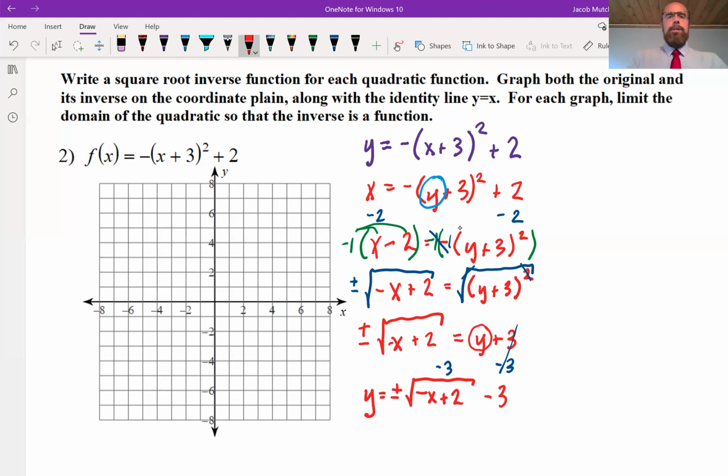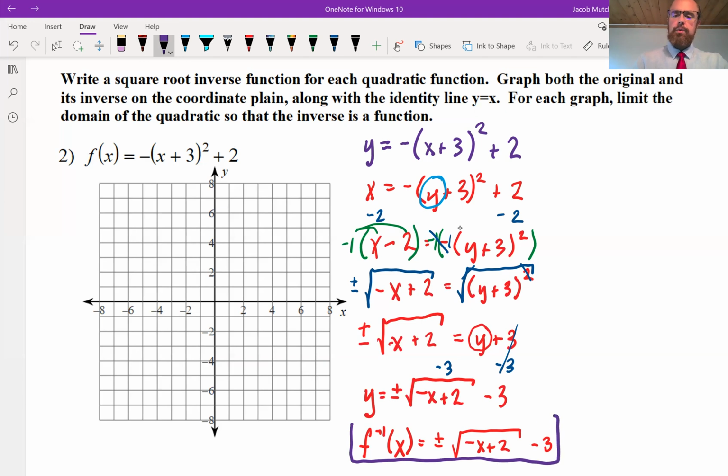My last step to indicate that this is an inverse of the original f of x is to use inverse notation. Remember, that's the power of negative 1. We read that the inverse of f of x is plus or minus square root of negative x plus 2, and then on the outside minus 3. And I'm going to box that. That completes our first task. We've written the inverse equation for our original quadratic.